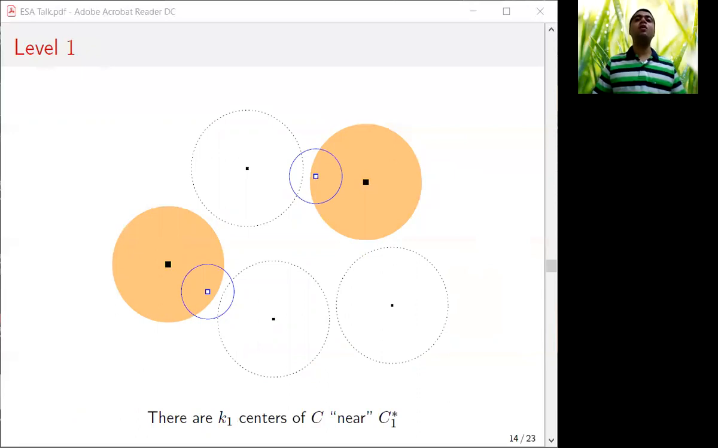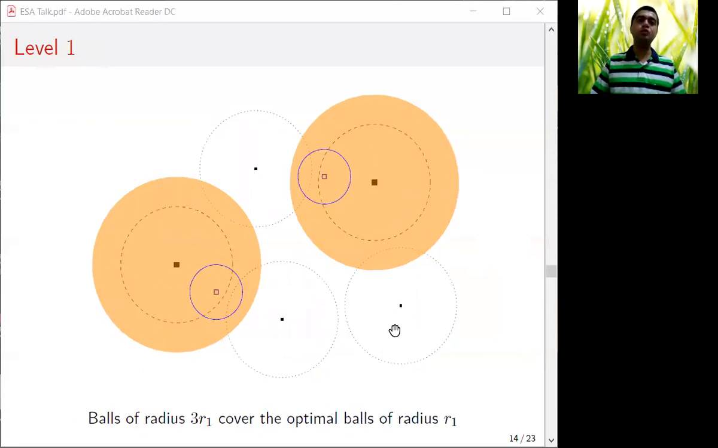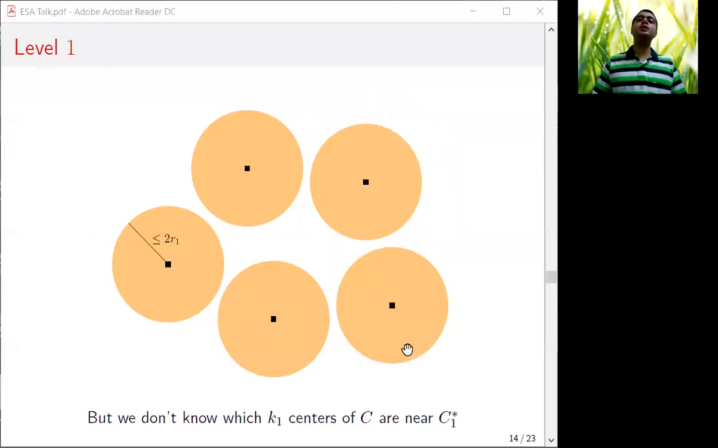So our K1 orange balls of radius at most 2R1 are the relevant balls here, but they don't completely cover the optimal balls. That is very easy to fix. Instead of using 2R1 balls, let's say we use 3R1 balls, then that completely covers everything that optimal covers at level 1. To summarize, we know that there is some subset of size K1 which is relevant, in the sense that it approximates the behavior of optimal at level 1.